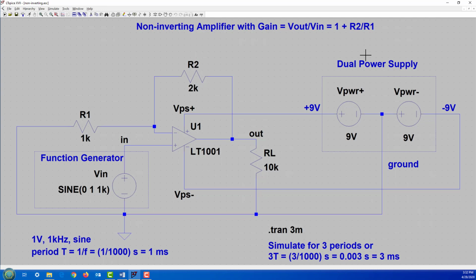And the input voltage in this case is a sine wave. It's a 1 volt, 1 kilohertz sine wave. So it's got a period of 1 millisecond. 1 kilohertz means 1,000 cycles per second, so each period is 1 millisecond. And the 1 volt means it goes up to 1 volt and minus 1 volt. So for the duration of the simulation, you do not have to change that function generator.